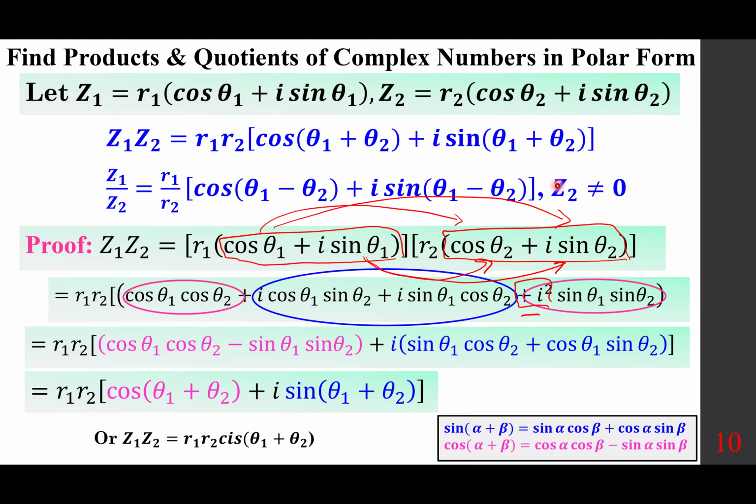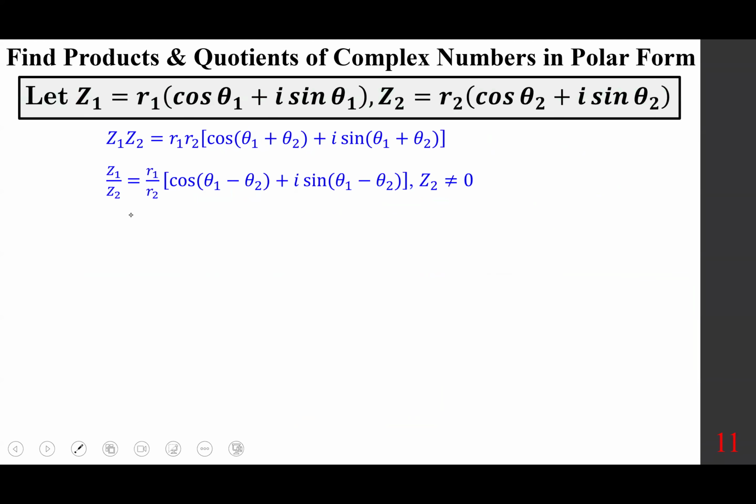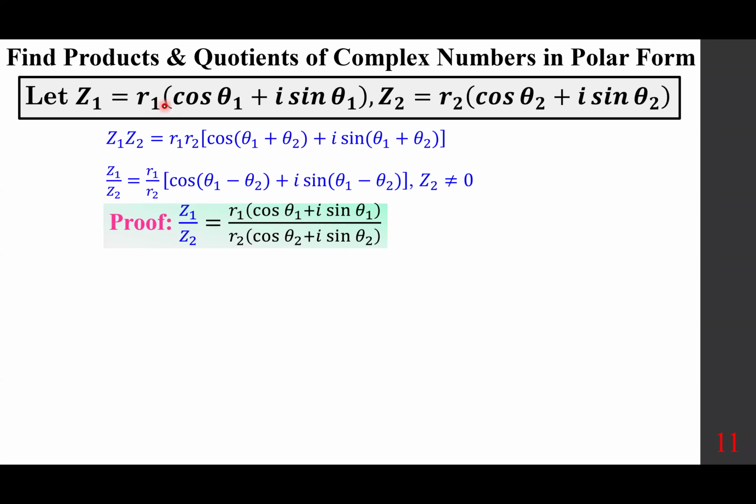We are going to prove the quotient works in the same manner as well. In other words, Z1 over Z2 is equal to that. Let's work it out. And as always, when you do that, the denominator can't be 0. So let's look at Z1 over Z2. To prove that, we're going to start with Z1 over Z2, and we're going to write the Z1 at top, Z2 at the bottom. So the proof, Z1 over Z2 is this piece over that piece.